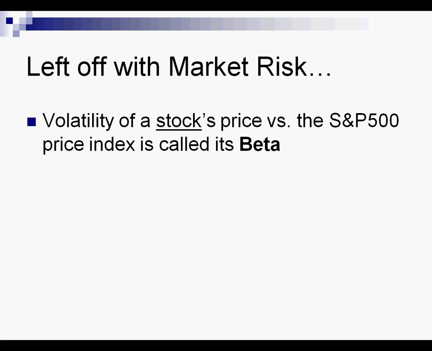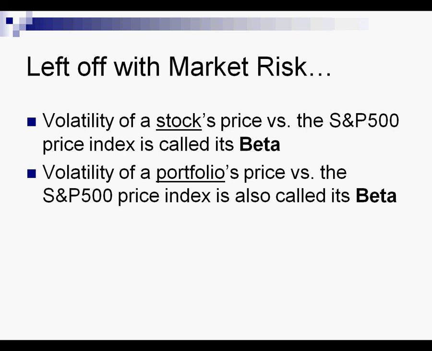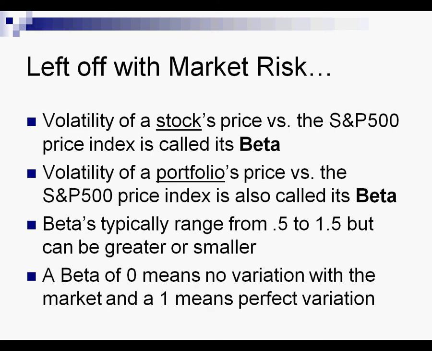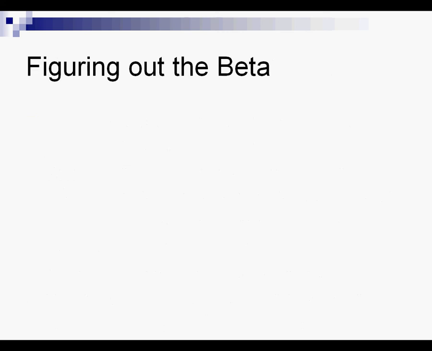It's called its beta. And the beta is a measure of how the stock or the portfolio of stocks moves versus the S&P 500 price index. And we can do a beta for either a single stock or a portfolio of stocks. And betas typically range from 0.5 to 1.5. If a beta is zero, it means there is no variation with the market. And if your beta for your stock or your portfolio is 1, then it varies perfectly, exactly the same as the market. And we'll be talking about that in class and maybe try and think of some examples of high beta stocks and low beta stocks when we get together in class.